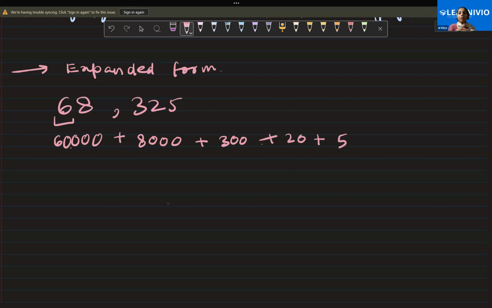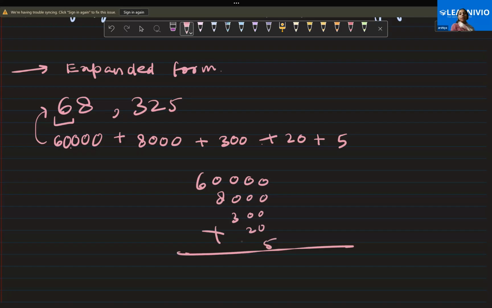So basically, if I were to add all these numbers, I'll get this back. If I have 60,000, then I add 8,000 here and 300, then 20 and 5. If I add all these numbers, what will I get at the end? I'll get this number only, 68,325, right? Because this plus 5, these zeros plus 2 and all this, I'll get the same number back. That's why it's the expanded form. Is it clear? Okay.